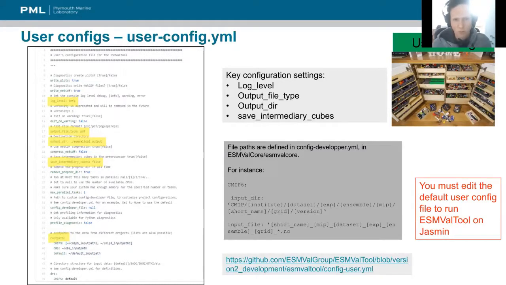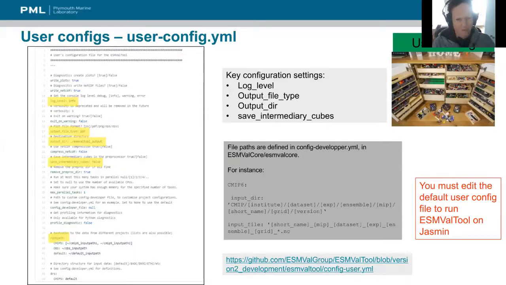If you were working on a system that's not listed there, like your home computer, for instance, then that becomes a bit more complicated. But I don't think anybody's going to be copying vast amounts of CMIP6 data to their desktop anytime soon, at least. I hope not.